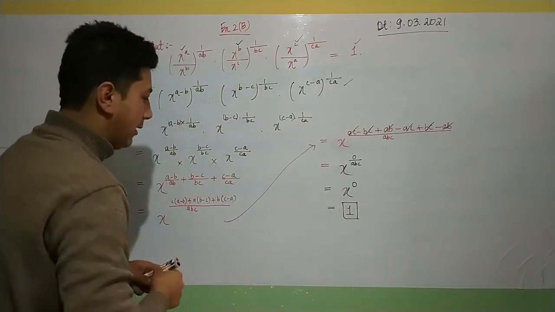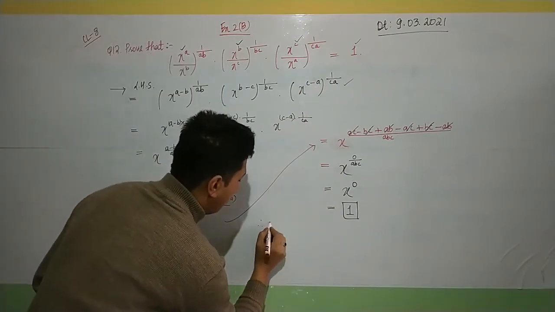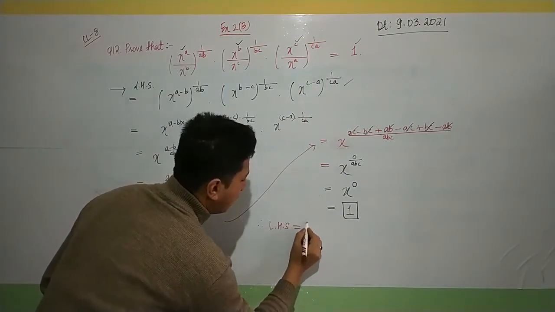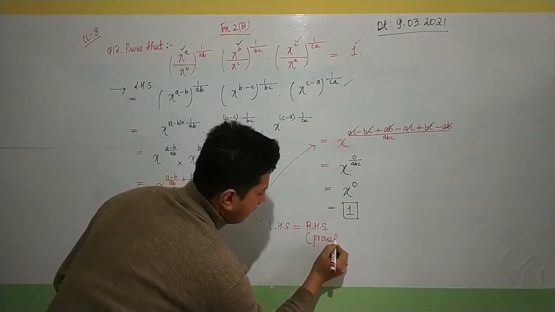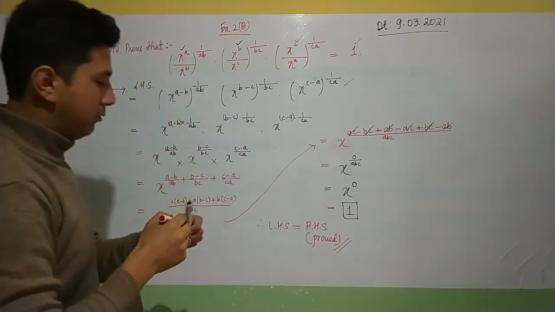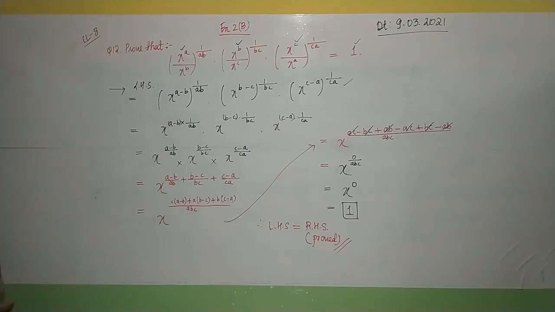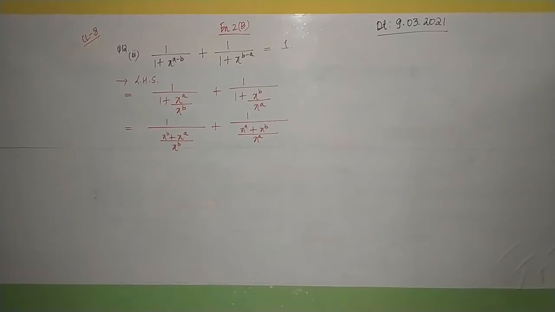So hence you can write down, therefore LHS is equal to RHS. Okay, proved. Right, so pause the video and note it down. Alright, let's proceed with the next sum.